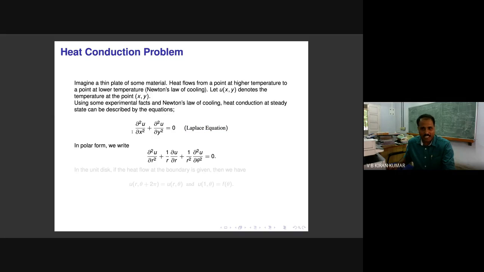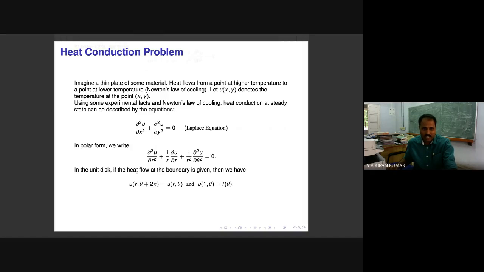And if you write it in the polar form, since we are in the two-dimensional plane, this was the equation in Cartesian coordinates. If you replace by the polar form, you will obtain this: ∂²u/∂r² plus (1/r) ∂u/∂r plus (1/r²) ∂²u/∂θ² equal to 0. Now suppose we consider a special situation where your plate is a circular disk. Maybe you can consider the unit disk. So it is modeled by a unit disk. Okay, so what happens?